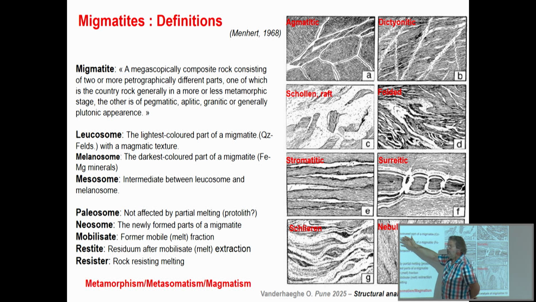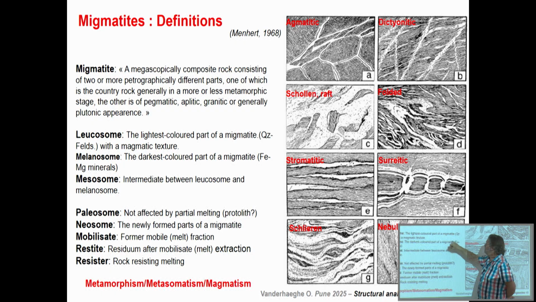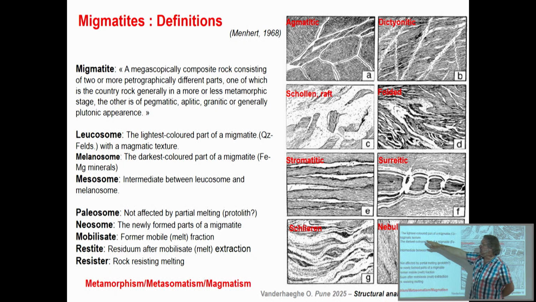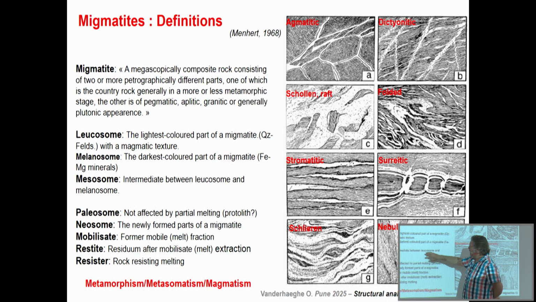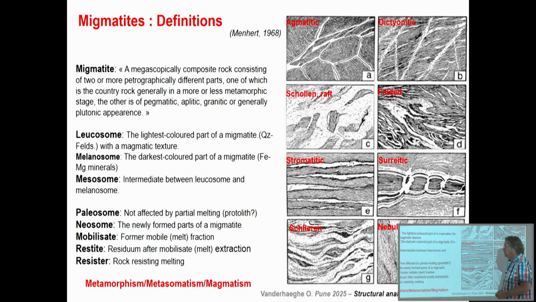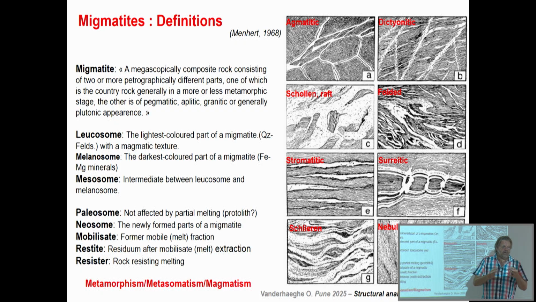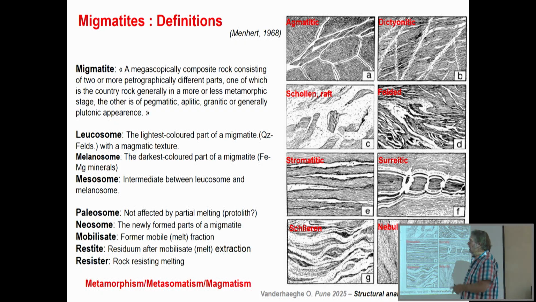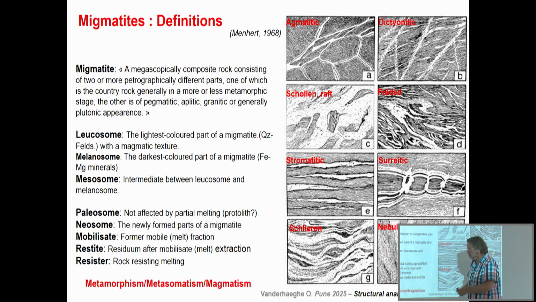Leuco is for a white body, the lightest colored part of a migmatite, made of quartz and feldspar, with a magmatic texture. I think that's the key. Melanosome and mesosome are more difficult to really sort out, but the melanosome is made of iron-magnesium rich minerals, biotite, amphibole, sometimes pyroxene. And the melanosome is usually surrounding the leucosome, and the mesosome is the intermediate between the two. So these are, I think, objective criteria to describe the migmatite. I use these when I describe migmatite in the field.